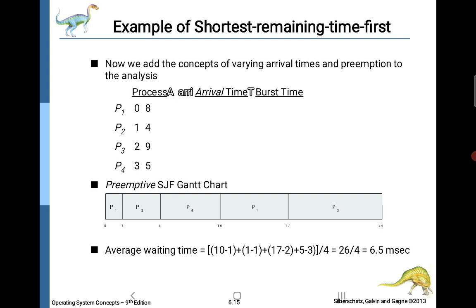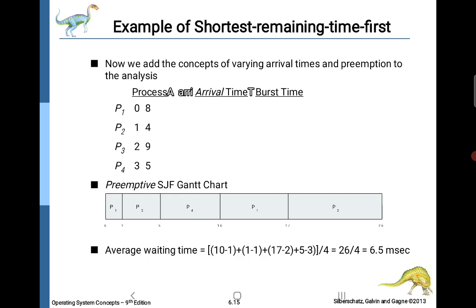At time 2, P3 entered the ready queue. At this moment, P2 was executing for 1 time unit. The remaining time is 3, while P3 needs 9 time units. Nothing will change. P2 will be allowed to execute until it finishes. It will be executing for 4 time units. It will finish at time 5.